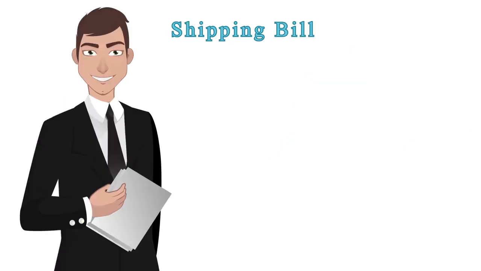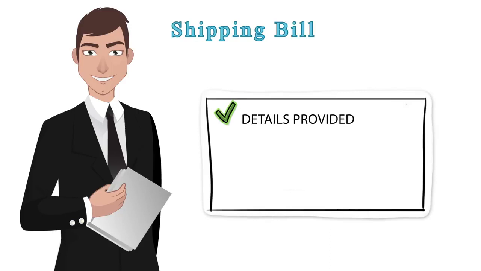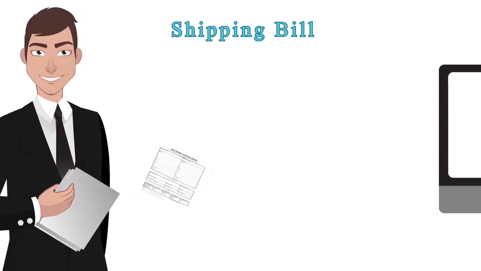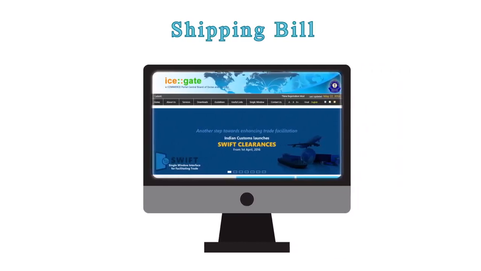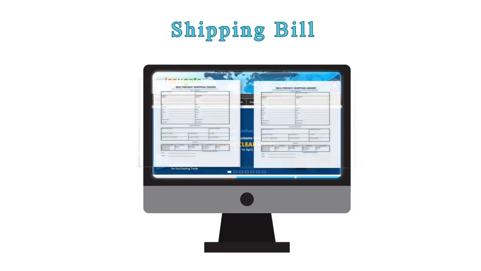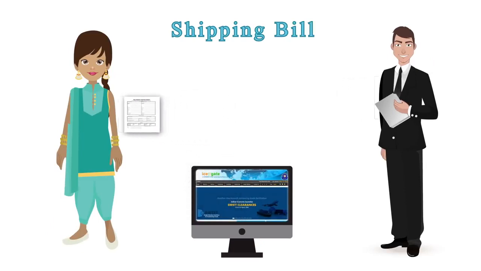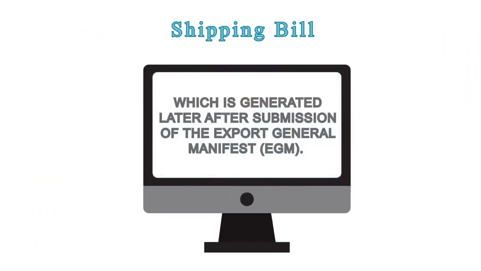The assessing officer in the export department checks the details provided and the exportability of goods under the foreign trade policy and other laws in force. After the let export order is given by the customs officer, the shipping bill is generated by the system in 2 copies, that is, one customs copy, one exporter's copy. There is a third copy, that is, the EP copy, which is generated later after submission of the Export General Manifest, EGM. We shall discuss them in detail later.